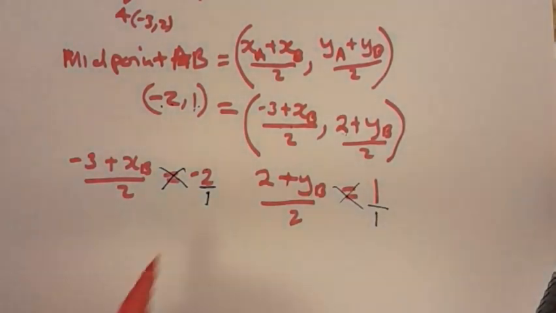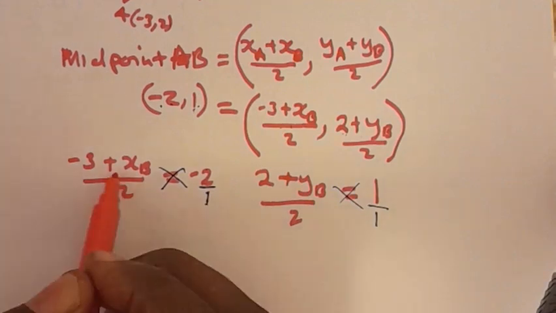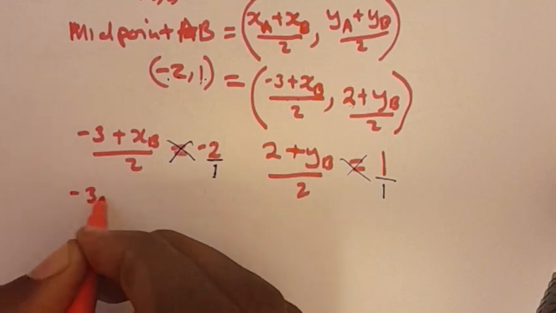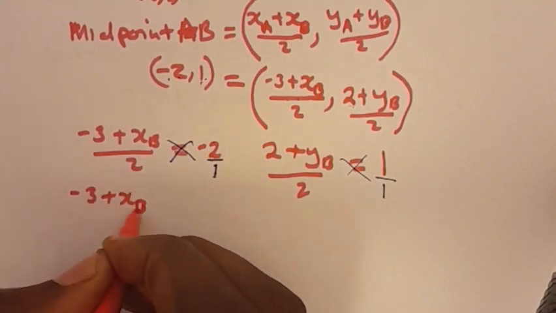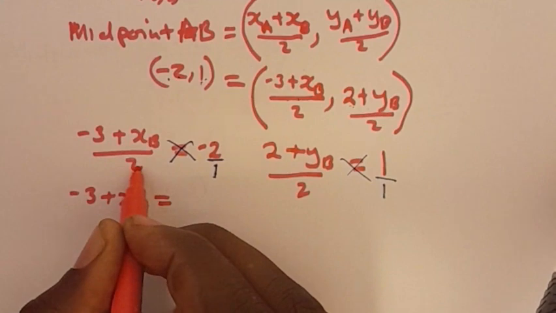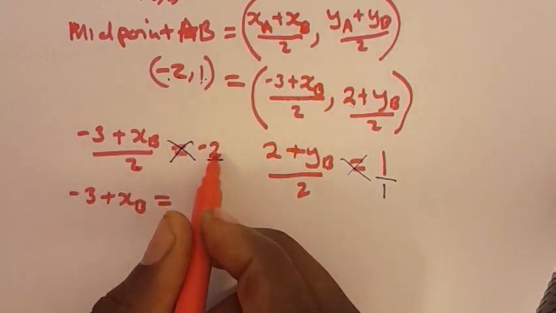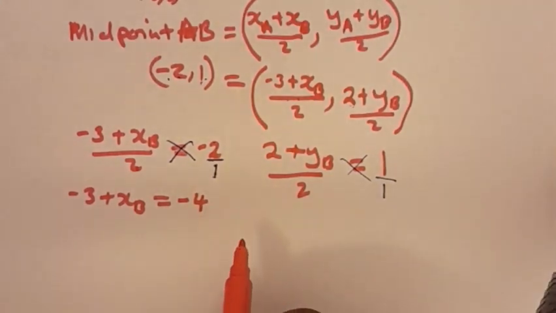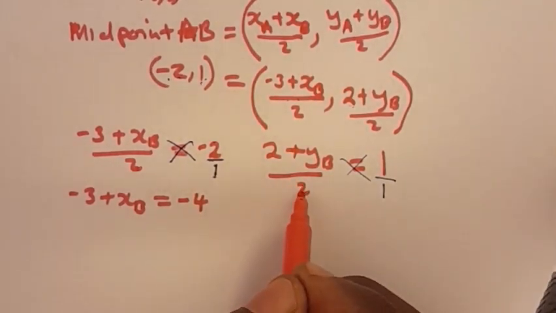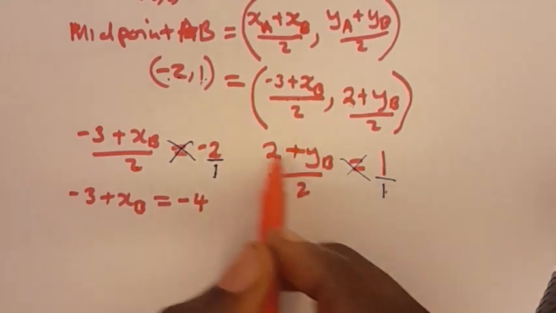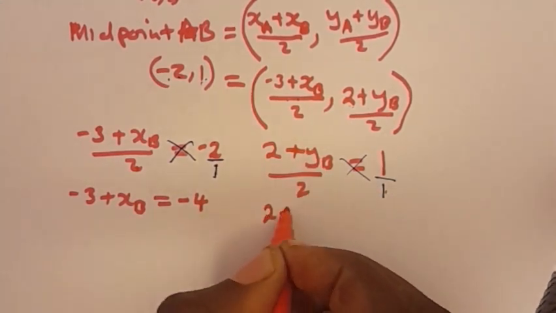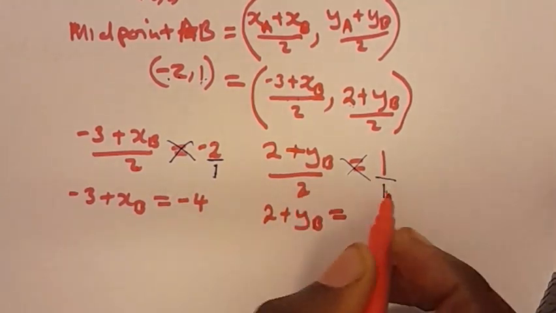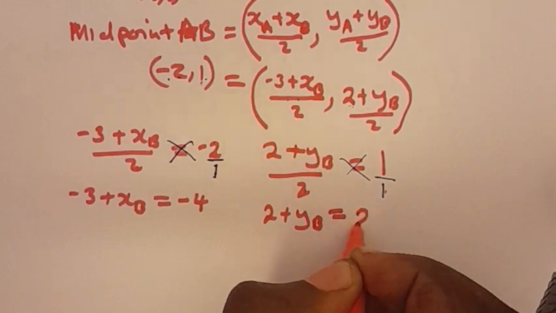Okay. So you are having 1 times this. You are going to have -3 + X in B is equal to 2 times -2, which is -4. So you also do the same this side. You have 1 times this. You have 2 + Y in B is equal to 2 times 1, which is 2.